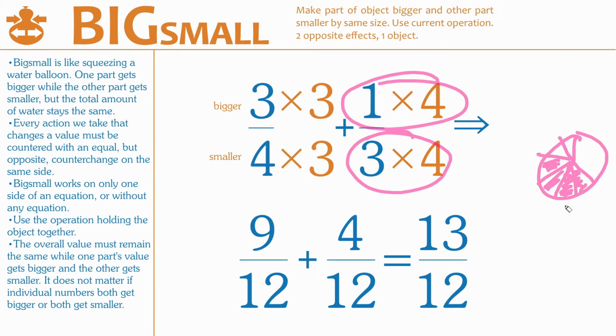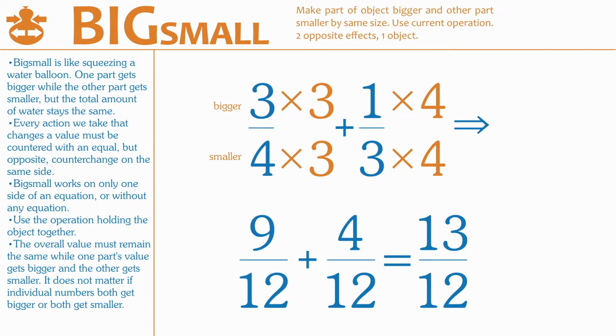There. Now I've got a third of a pie again. So smaller effect on the bottom, bigger effect on the top, and everything is happy. Do it on a calculator. 3 divided by 4 is 0.75. 9 divided by 12 is 0.75. I did not change the value of the fraction.